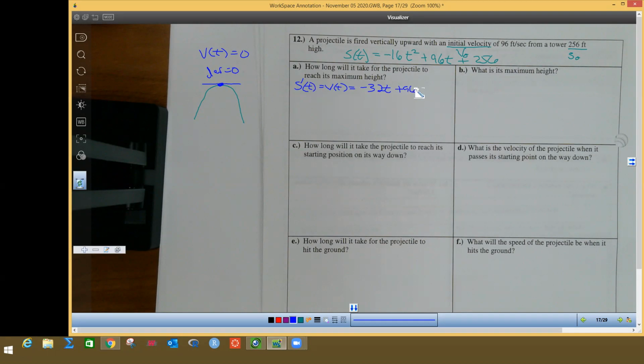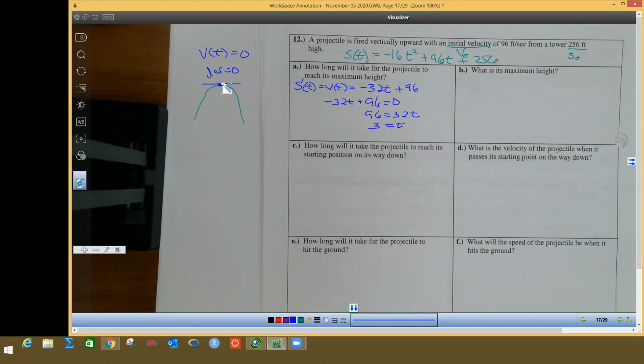So then I want to find out when that thing stops going up and starts coming down. So I've got to find where negative 32t plus 96 equals 0. Wait, I put 96. That's wrong, people. No, it's not. It is right. Negative 32t plus 96 equals 0. So you add 32t over and you divide by 32, and you get 3 seconds. So at 3 seconds, that thing is going to reach its maximum height.